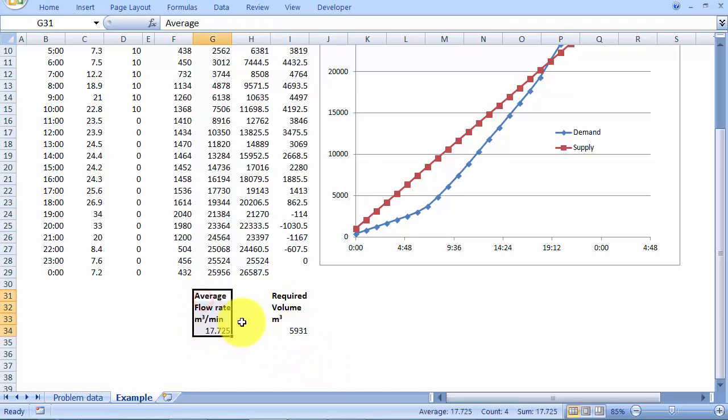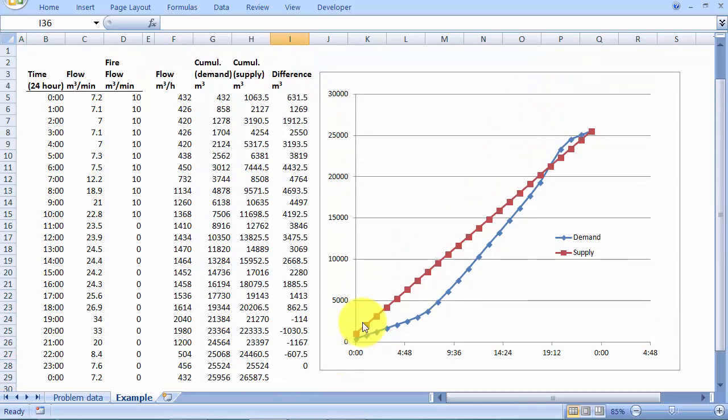If your water tank came in significantly large increments in size, obviously you can't ring up the tank manufacturer and ask for a tank 5,931 meters cubed in volume. Your next tank up might be 6,500 or something like that. So we might give it some sort of rounded up figure depending on our available increments of size.